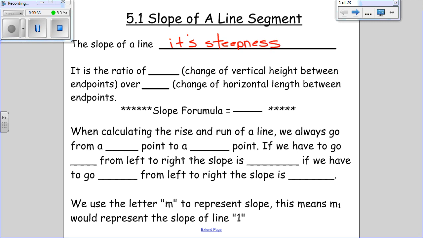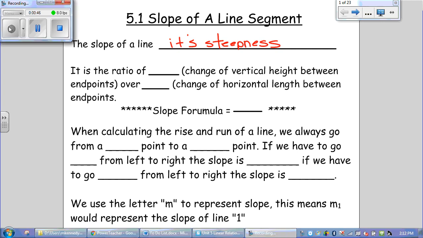For instance, if you're on a hill and it goes down really fast, this is a steep hill. If you're on a road that's nice and flat, you'd say, oh, this is not very steep at all. And that's what it is. So steepness and slope are like the same thing. In math, we have to define it a little bit better than steepness, right? You have to define it to be able to calculate it.